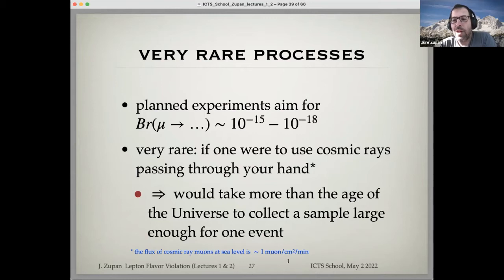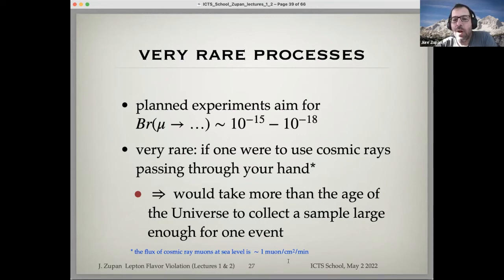It's really, I think it's good to understand. So if you just use your hand, we're being hit by the cosmic rays all the time. So there's about 1 muon per centimeter squared per minute from the cosmic rays. So there's one cosmic ray muon at sea level that passes through a centimeter squared patch. So about 1 muon per second passes through your hand.